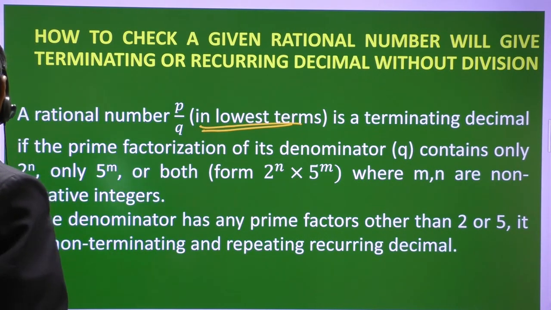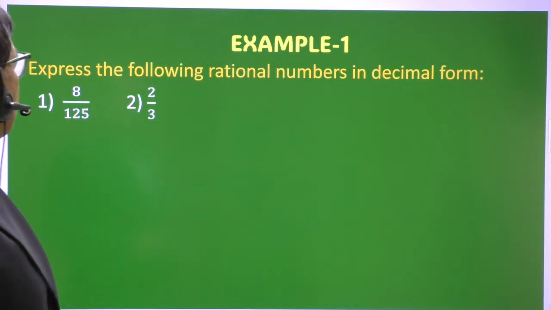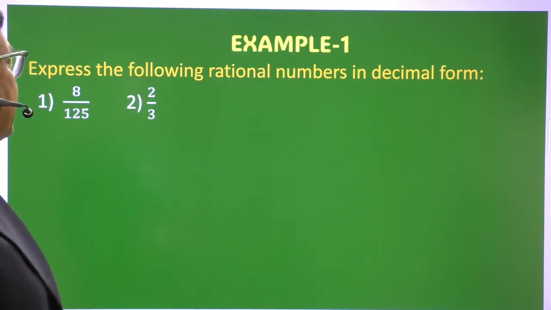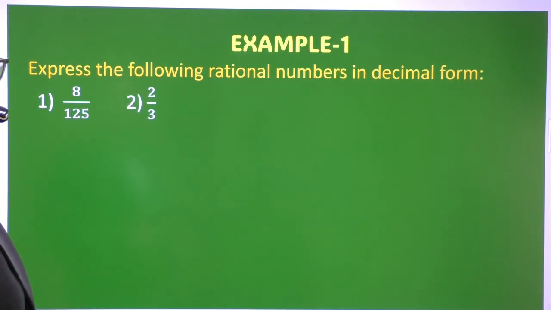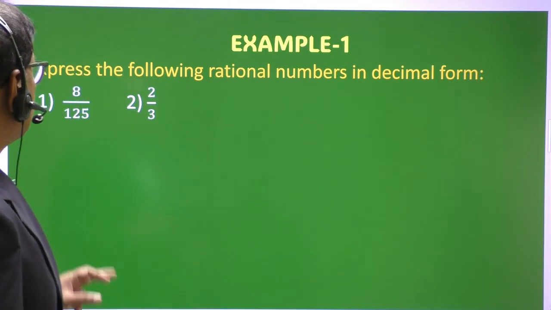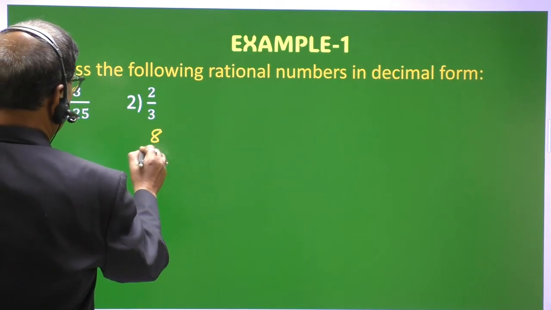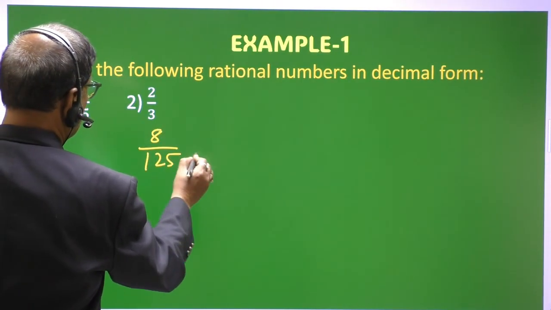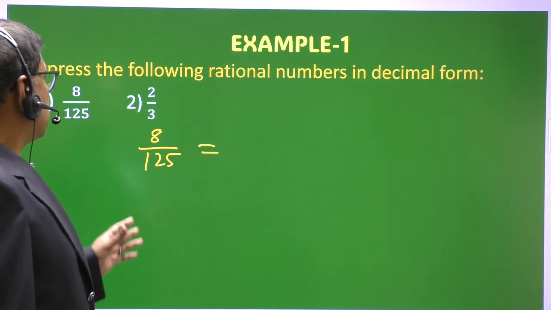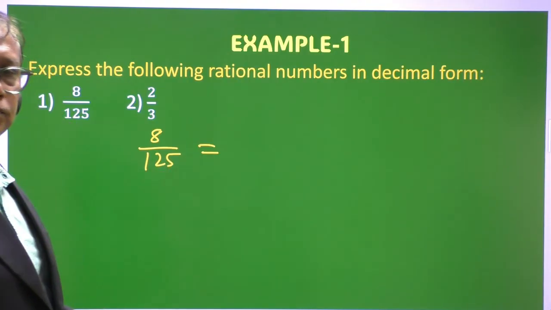Okay, now I will discuss one sum. Example 1: express the following rational numbers in decimal form. So 8 upon 125. Just now I told you, here the denominator is 125.